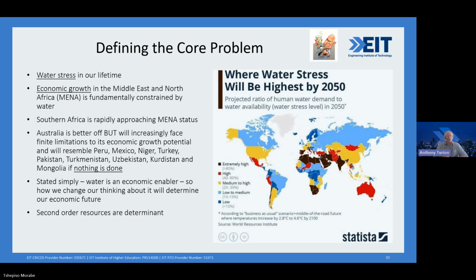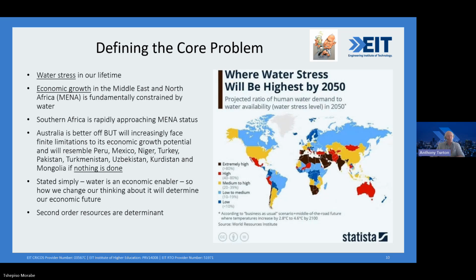Now, immediately you start seeing a couple of interesting things here. The first thing that you start seeing is that the extremely high water stress areas are typically the Middle East, North Africa, India, and also Southern Africa. So this got me interested when I saw this first in the early 2000s. At that stage, I was working on water as a national security risk in South Africa, and I started to ask myself the question: has anyone in South Africa or Southern Africa realized the extent of the water stress that's coming in the future in their lifetimes?